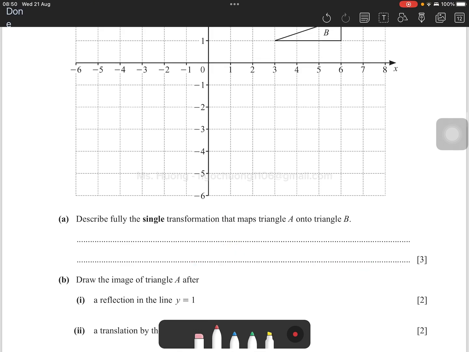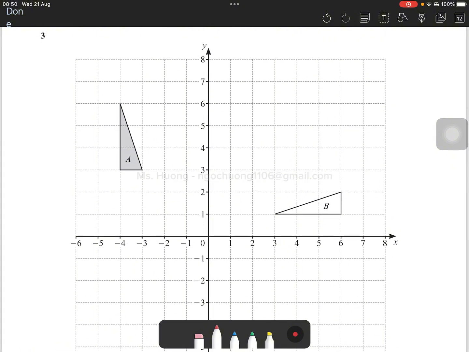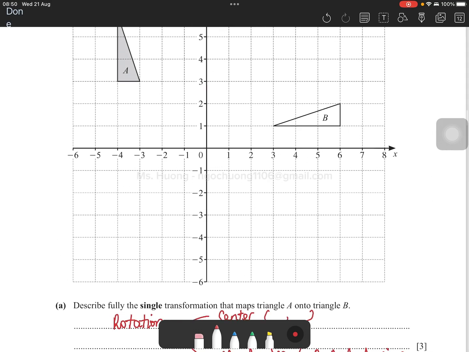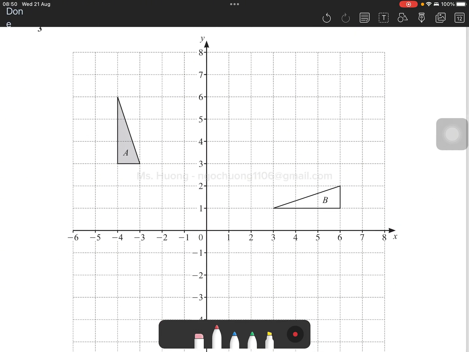Now let's take a look at these two triangles. From A to B, it should be an angle of 90 degrees in the anti-clockwise direction. So we'll choose an angle of 90 degrees in the anti-clockwise direction. So we skip this one. Now let's find the center. To find the center, you can use a set square or the tracing paper to help you.